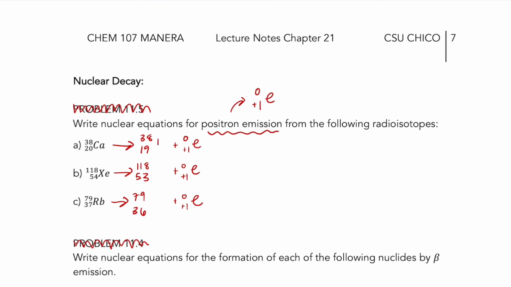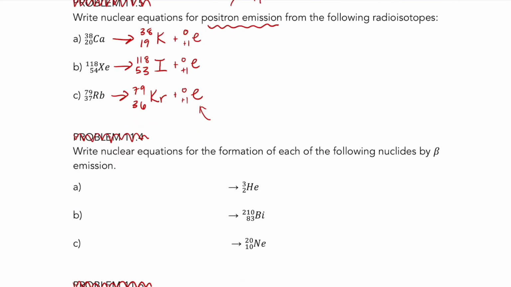So I'm going to fill that in. We had potassium, we had iodine, and we had krypton. Okay. So equations for positron emission, this is kind of the key there. And then we just fill in what we have to based on balancing.